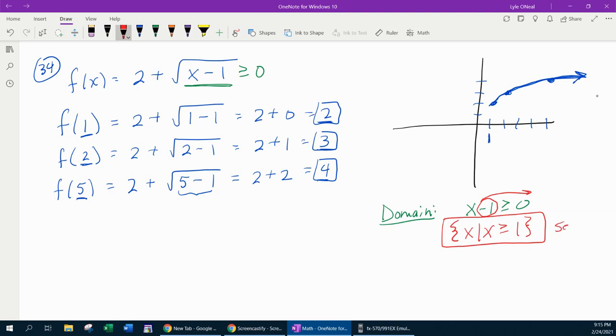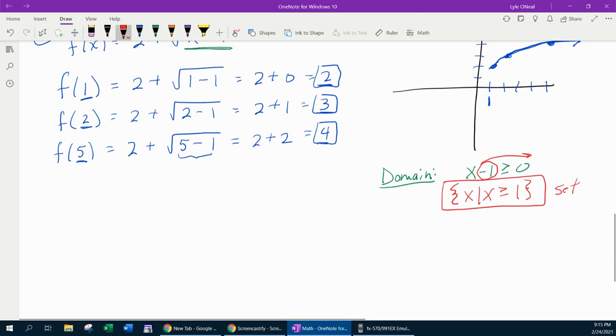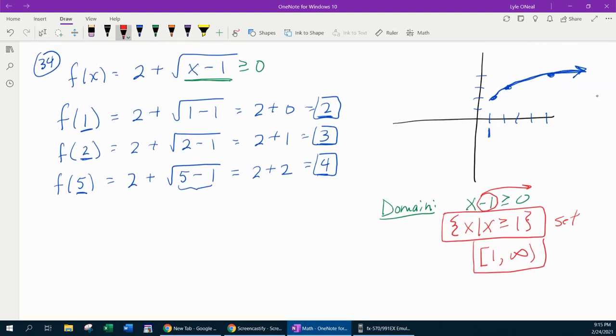And then if you don't need set notation, at that point you can write interval notation, because this graph begins at 1 and goes to infinity. And do you see how the graph verifies that? That this graph begins at 1 and it goes forever to the right.